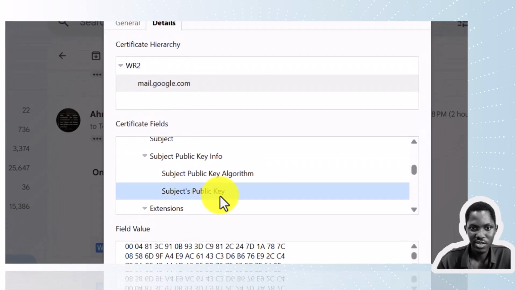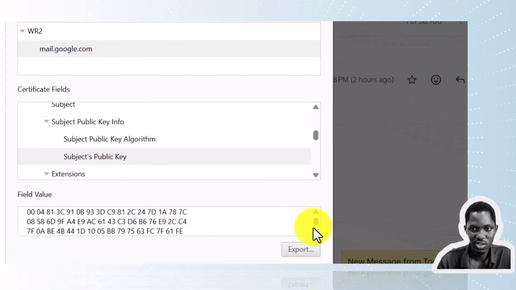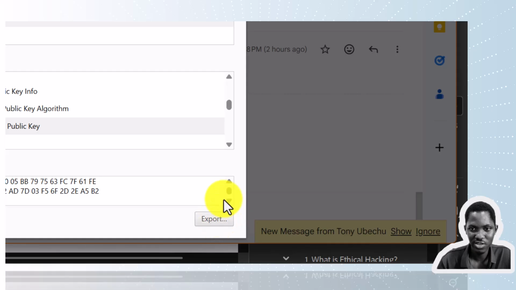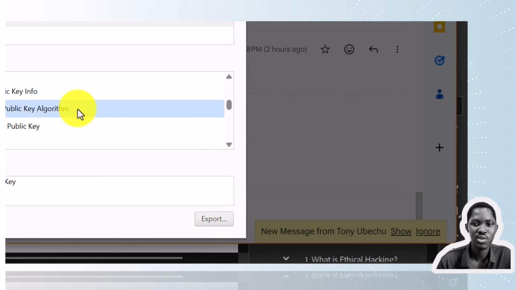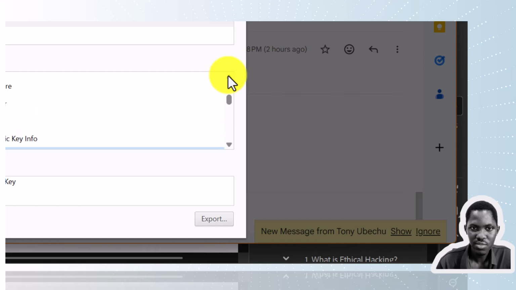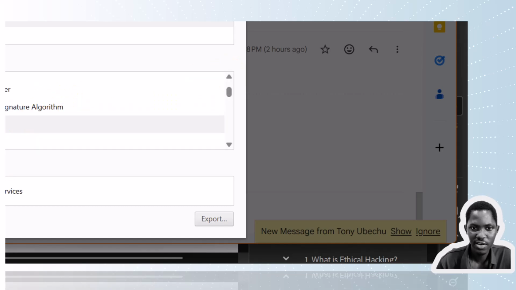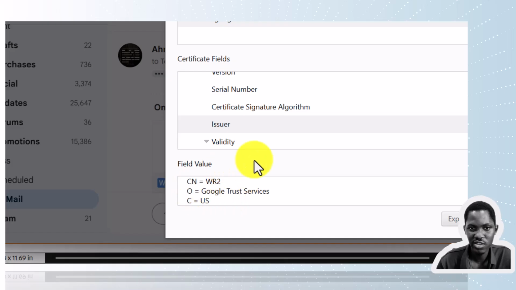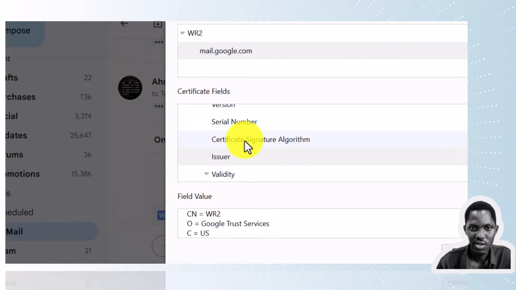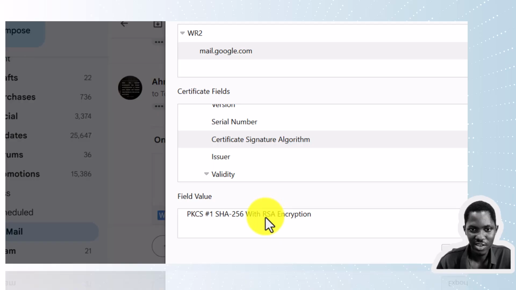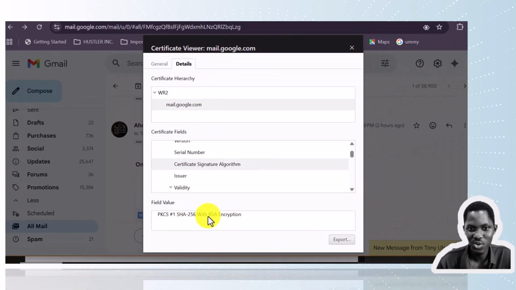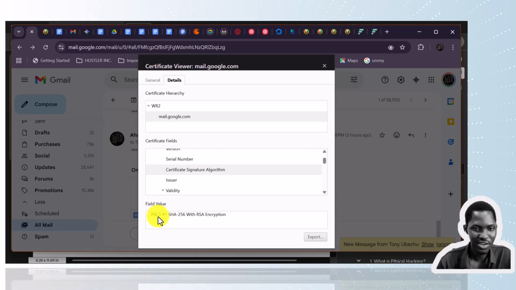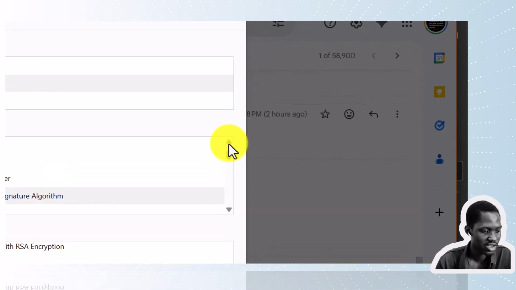See, subject public key. So this is the public key itself. You can see that you can even export it. It gives you the opportunity to export that to use. So issuer, this is the issuer, country US, organization, common name, certificate signature algorithm. You can see SHA-256 with RSA, public key cryptography. So you can see that RSA, Rivest-Shamir-Adleman encryption, is what is popularly used for public private key generation.